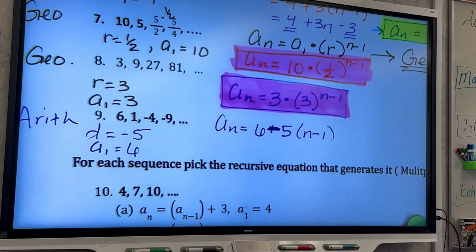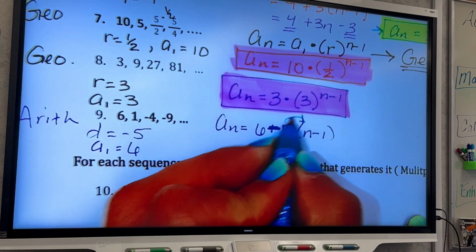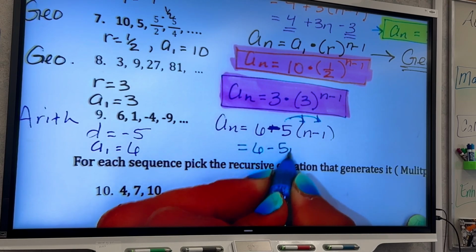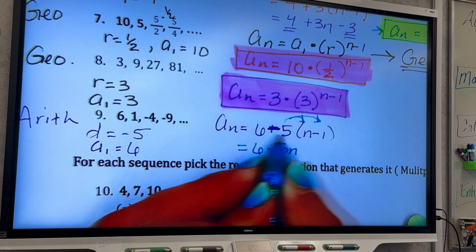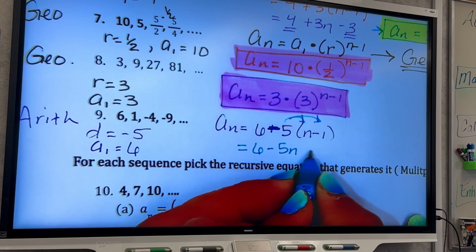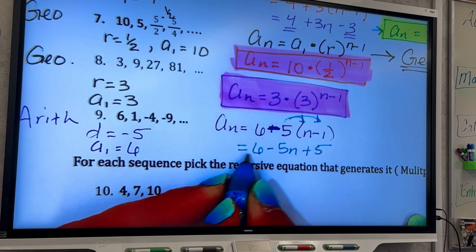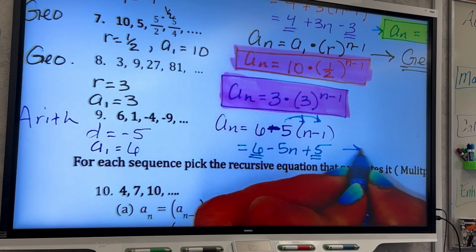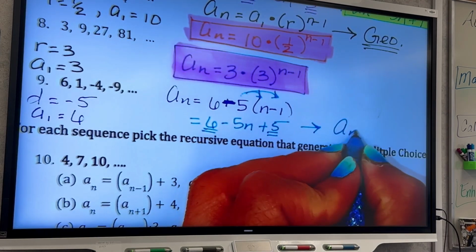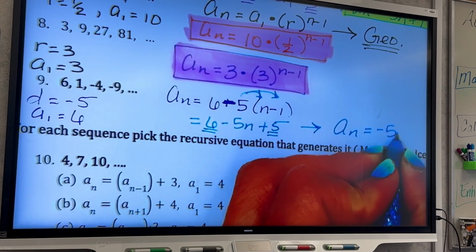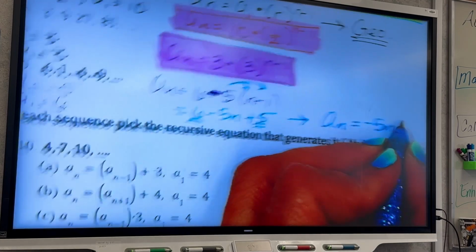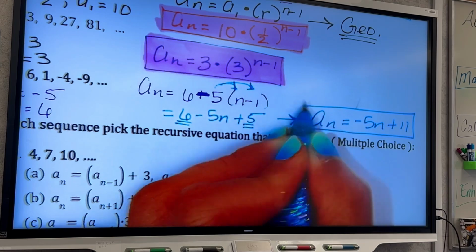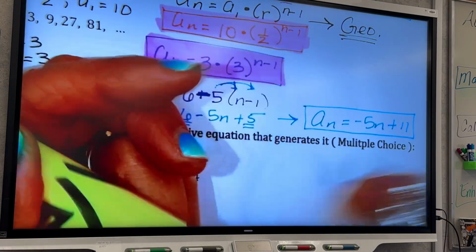What property is coming next? Distributive, right. So we're going to have 6, -5n, -5 times -1. What's a negative times a negative? Positive 5. And then what step is coming next? Combine like terms. So I'm going to draw a little arrow. So I'll get a sub n equals -5n, and then 6 plus 5 is 11, right? So that was arithmetic. So I'm going to highlight that in yellow.